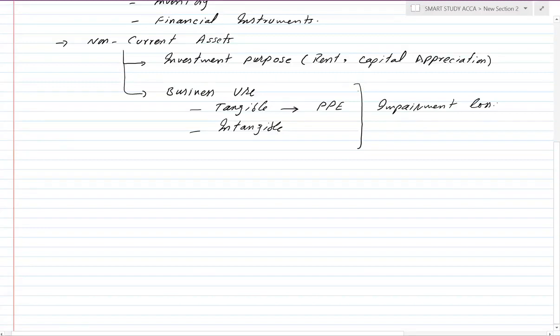So we are going to cover all these topics in our F7, or financial reporting, syllabus. We are going to cover impairment loss and its definition. But for the time being, a sudden decrease in the value of an asset is called impairment loss.